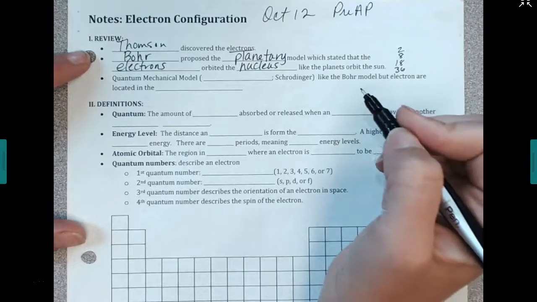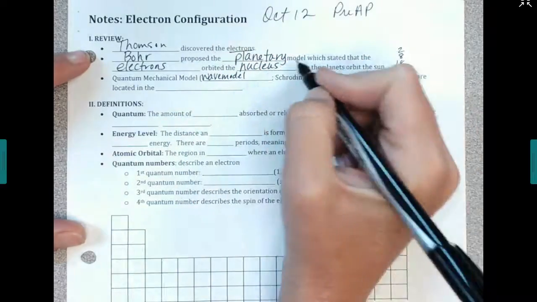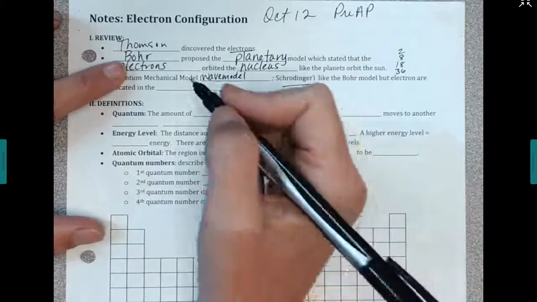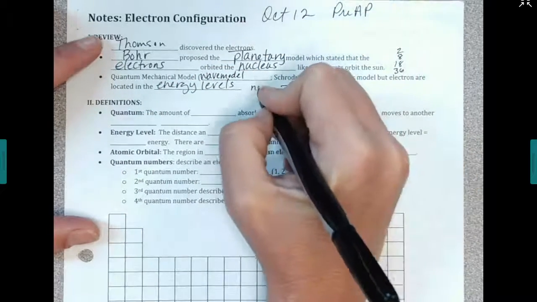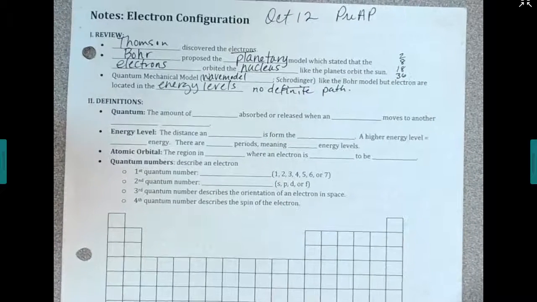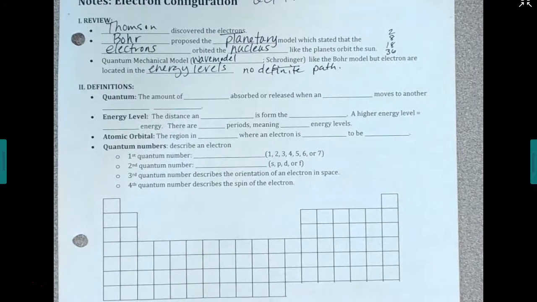energy levels. Then finally, the quantum mechanical model, or the wave model, which was discovered or written by Schrödinger. Like the Bohr model, electrons are located in energy levels, but he said there is no definite path. All right, so electron configuration. What we're doing here is we are going to look at where these elements and electrons are located on the periodic table. So there are some definitions that we need to know.